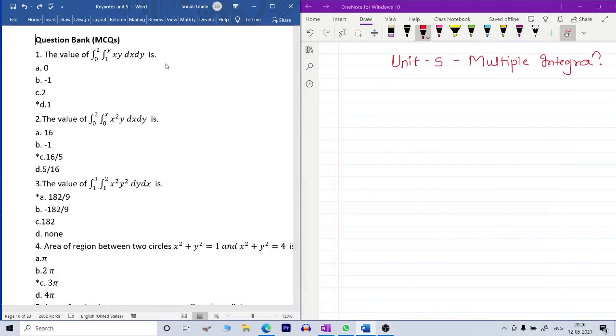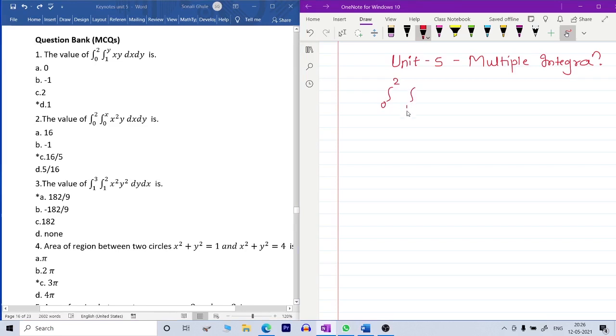We are going to see MCQs on multiple integration. Okay, so here is our first question. The value of double integration xy dx dy. Let me write the question first. Double integration 0 to 2, 1 to y, xy dx dy.